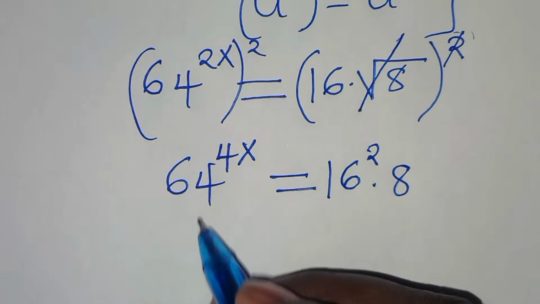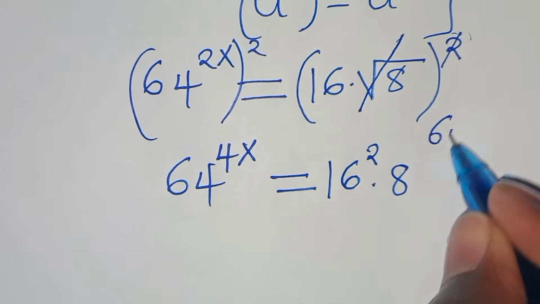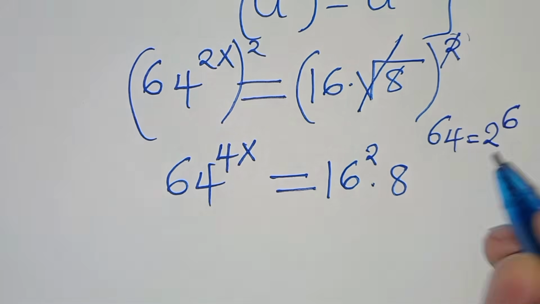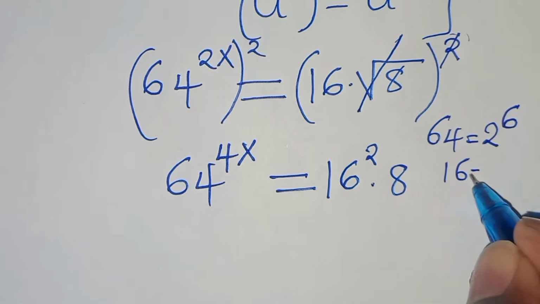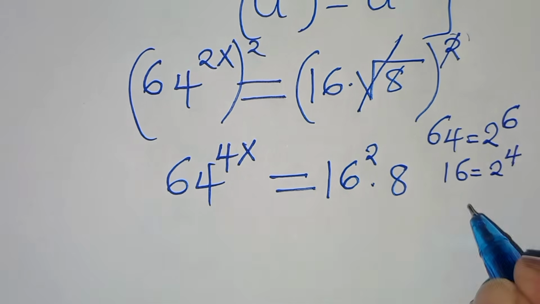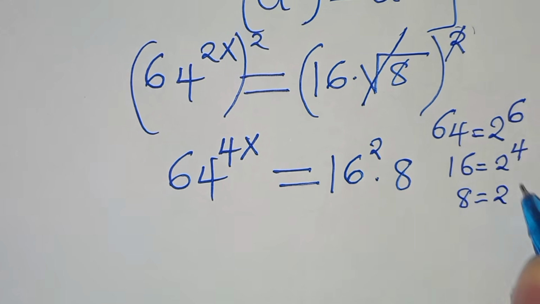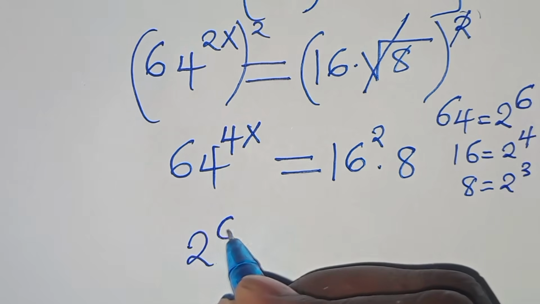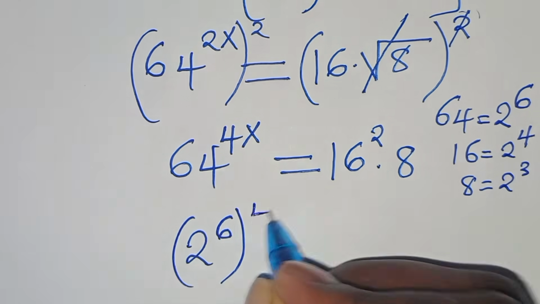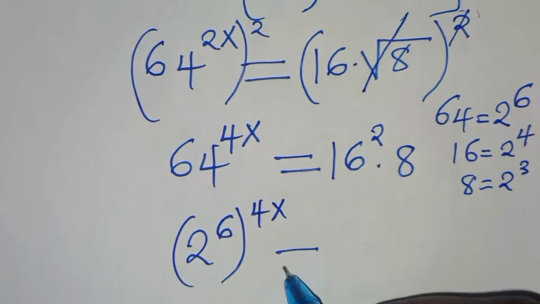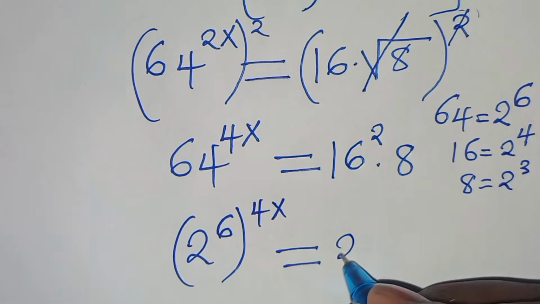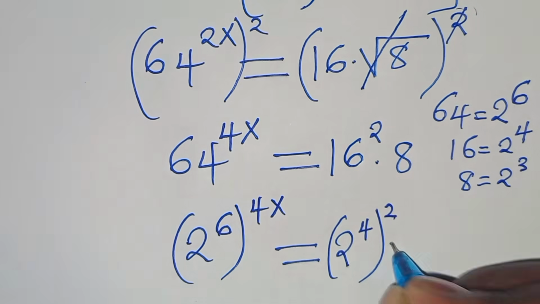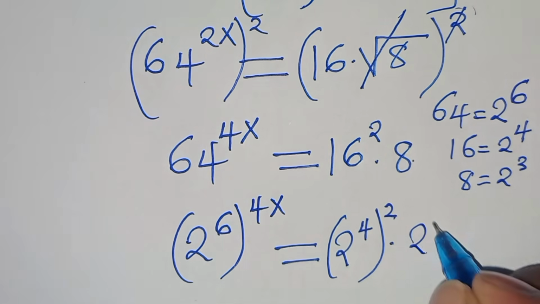The next step is that we can express 64 as 2 to the power of 6, 16 as 2 to the power of 4, and 8 as 2 to the power of 3. So here we have 2 to the power of 6 raised to the power of 4x, equal to 16, which is 2 to the power of 4 raised to the power of 2, then times 8, which is 2 to the power of 3.